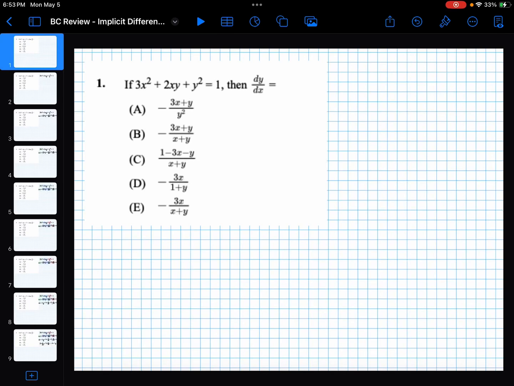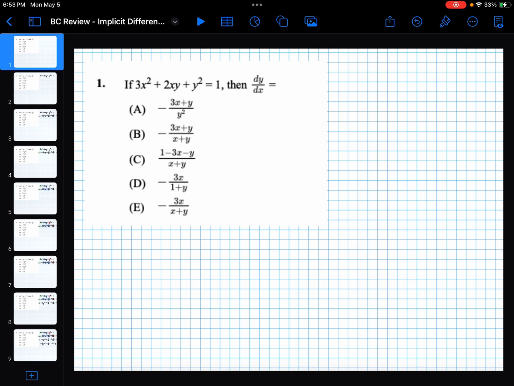Let's take a look at the implicit differentiation and related rates review worksheet. This will be in a couple of videos, and we'll do a few questions on each video. So here's question one. It's x's and y's mixed together, and they're asking for dy dx. So this is going to be straight implicit differentiation. This is not a related rates question.